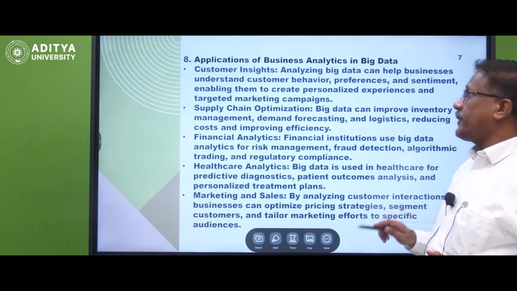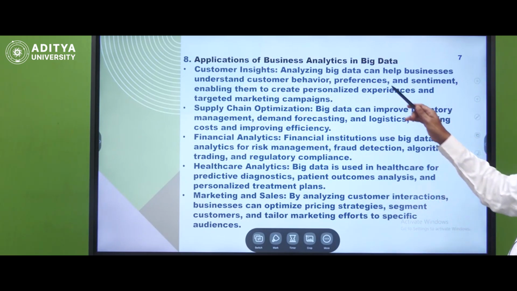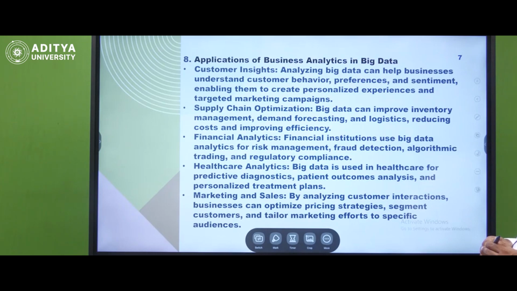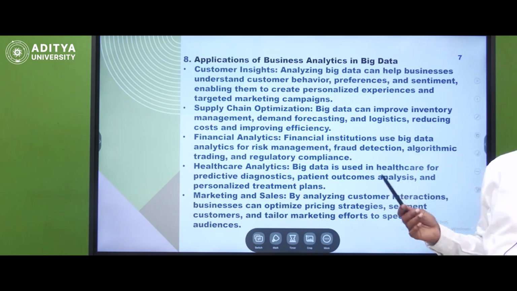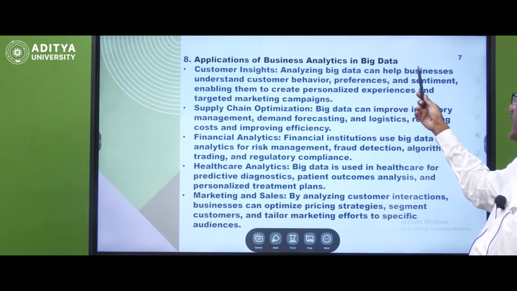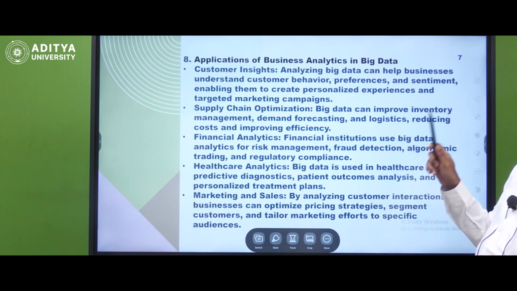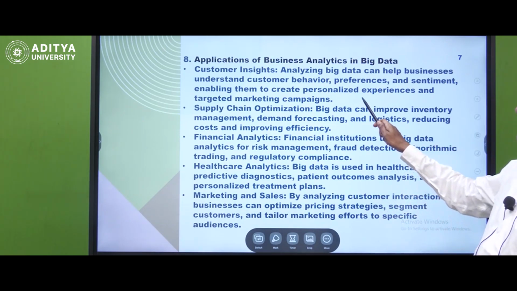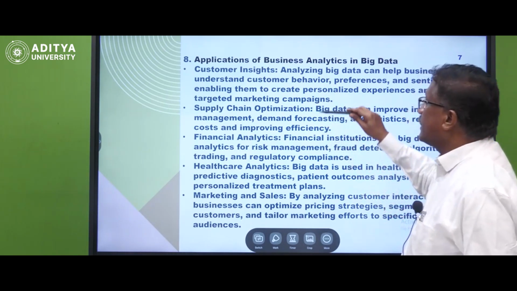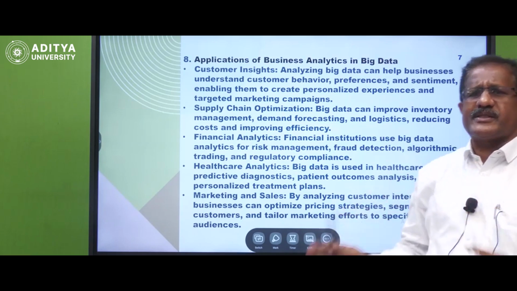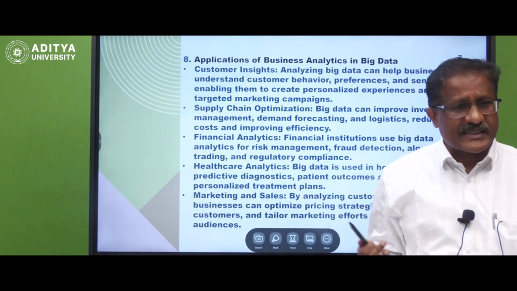And the last one is applications, where we are going to apply business data in applications, such as customer insights. Everywhere in business, the customer plays a very important role. Without customers, there is no business. Analyzing big data can help the business understand customer behavior, preferences, and sentiment, enabling them to create personalized experiences and targeted marketing campaigns. Without customers, no business will succeed.